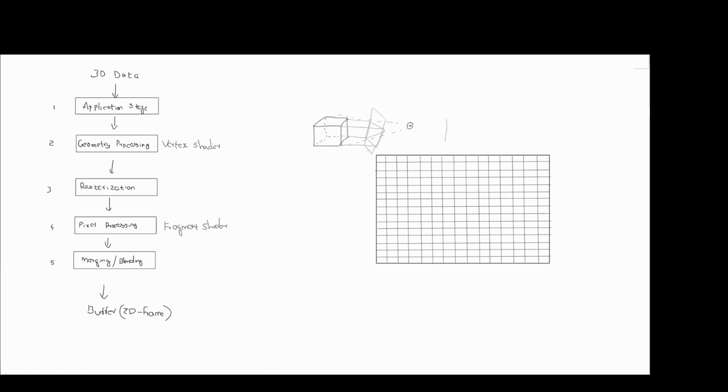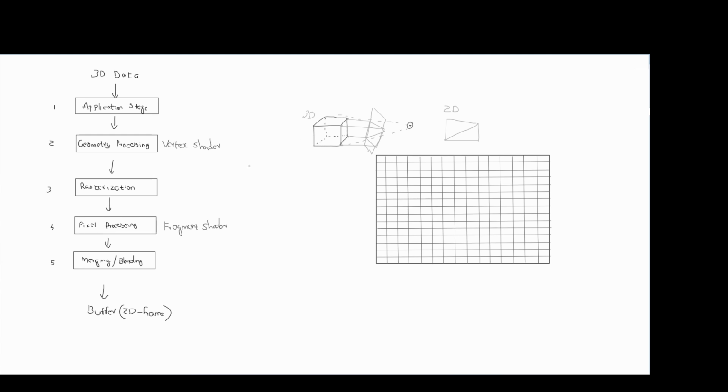So after that, we get two triangles, one triangle like this and another triangle, for example, like this. So this is the first stage. It is called the geometry processing stage. In this stage, we convert a 3D object into a 2D frame using some perspective technique.